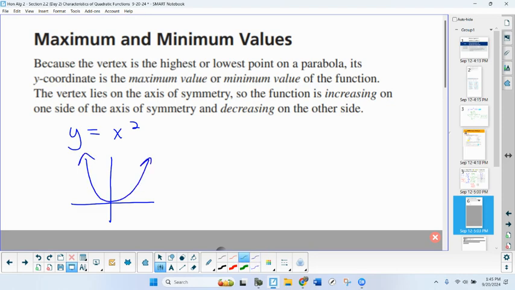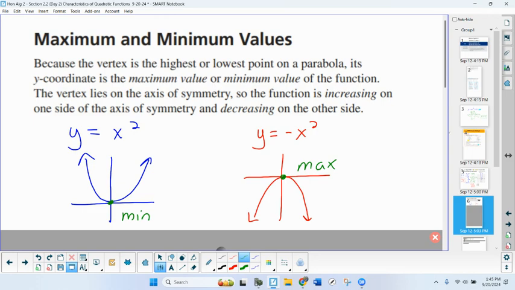This parabola would have a minimum value. If I have y equals -x squared, that means my parabola opens down. That one would have a maximum value. When I refer to the minimum or the maximum of a quadratic, think about golfing.